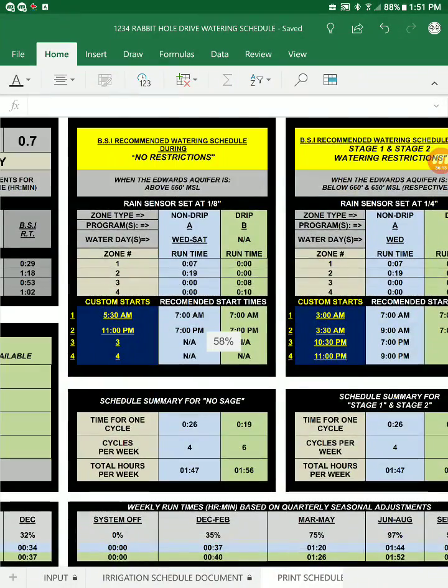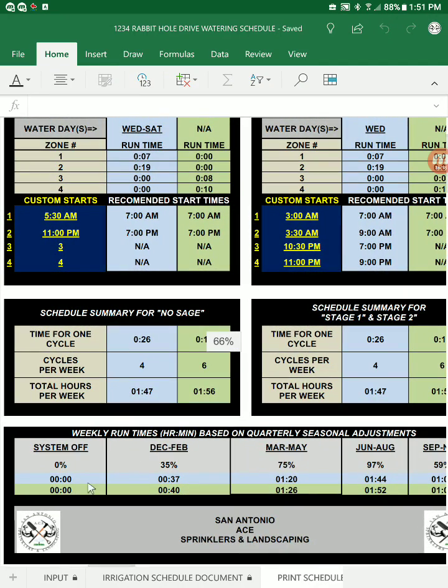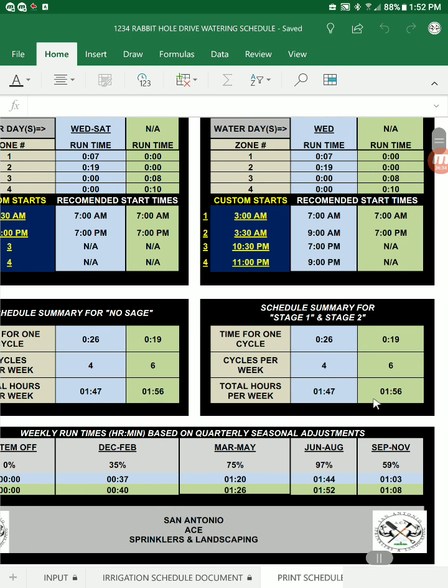The other thing that's important to note, and this was always a check when I was building this, is the total hours per week down here. This thing is still running. Whether you're running for 2 days per week, this is still going to run for an hour and 47 minutes per week. And when we go into watering restrictions, it's still running for an hour and 47 minutes per week. Same with the drip there.